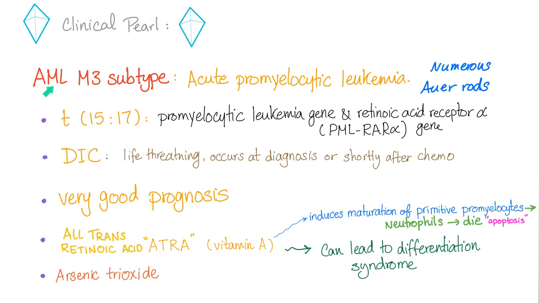Remember AML, acute myeloid leukemia? Yep, we had many subtypes. Remember the M3 subtype, also known as acute promyelocytic leukemia? You can write it this way, APML. Yeah, I remember that. It was 15-17 translocation. Great. It was associated with DIC. Not great. Had a very good prognosis. That's great. Because you could treat it with vitamin A. And it was called all trans retinoic acid.